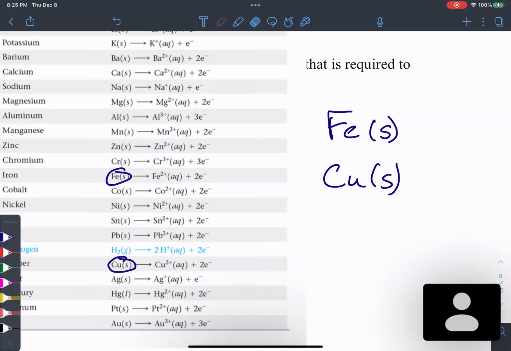Anything in the middle. Yes. So let's say I add HCl. What's going to happen? Is HCl going to react with copper? No. Is it going to react with iron? Yes. So you're going to make iron 2 plus aqueous. It's going to be swimming around in solution. But what's stuck at the bottom of your beaker? Copper solid. So you can just skim it off.